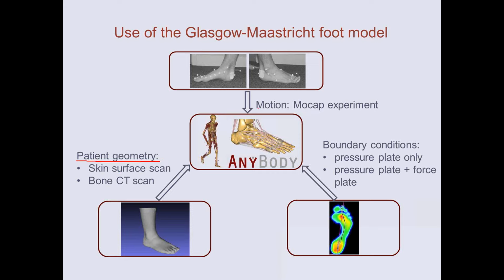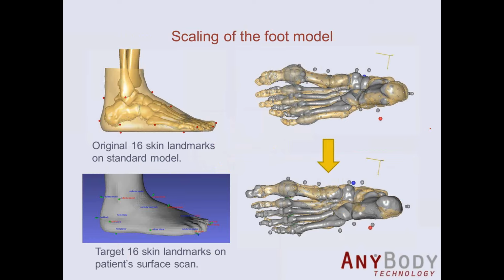Then we need to apply the motion to the model. This is done by a mock-up experiment using the markers. And then we have to apply the boundary condition, the external forces, which in the case of the foot, that's the ground reaction forces. And this is done using a pressure plate. So we'll see those three steps a little more in detail now.